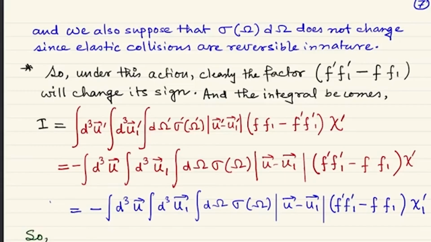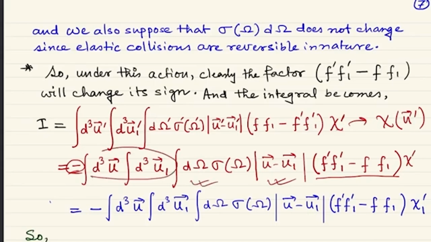So this is nothing but minus of f prime f1 prime minus f1, and now the chi will be replaced by chi prime. Once again, chi prime is nothing but chi of u prime. So this is nothing but the same thing. This part has changed its sign, that's why this minus has come over here. This chi is replaced by chi prime. This is unchanged, this is unchanged.